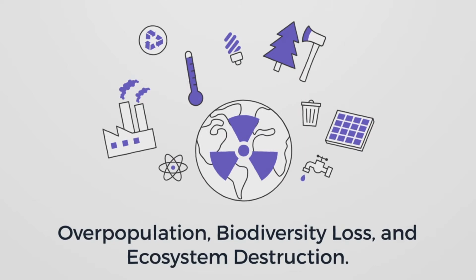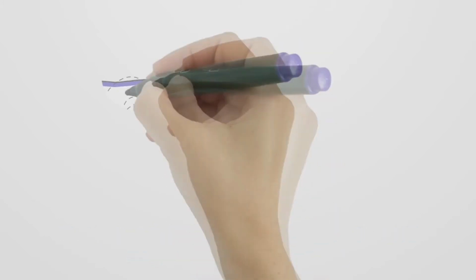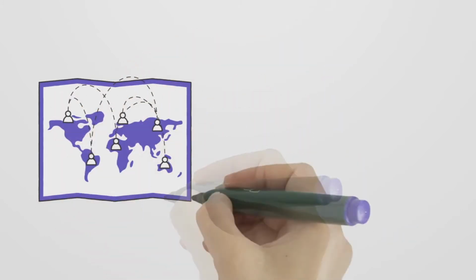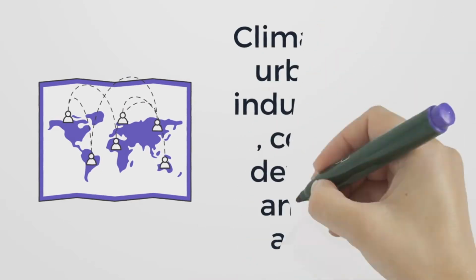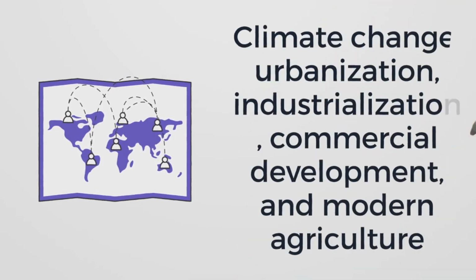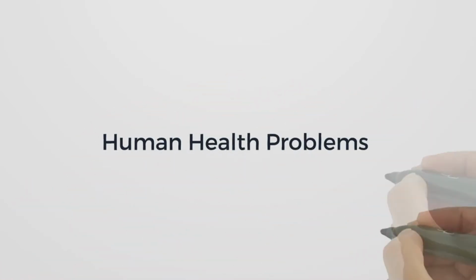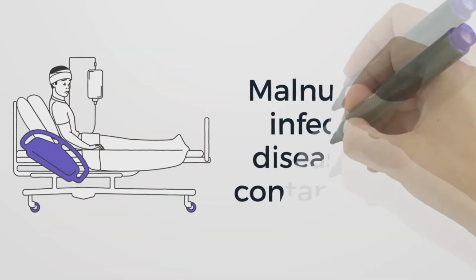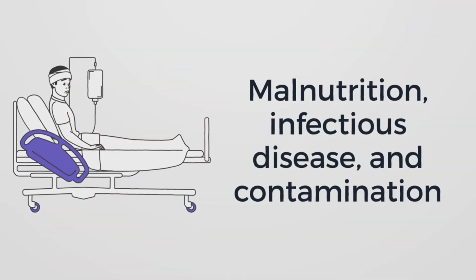Our ecosystem is experiencing devastation by collective factors: climate change, urbanization, industrialization, commercial development, and modern agriculture. This includes employing pesticides and erosion of genetic engineering on food crops. The consequence of environmental degradation has an effect on human health problems, including malnutrition, infectious disease, and contamination.